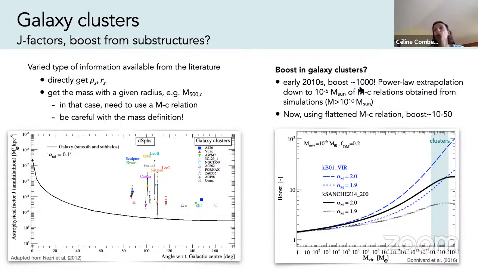Nowadays, these boosts are excluded, and if you look again at this figure that you know by heart now, the boost as a function of the mass, in the cluster regime, we expect a boost of 10 up to 50 maybe, but definitely not 1,000. So this is what was included to do the figure on the left. Of course, if I was to multiply this by 2 orders of magnitude, these points would become very, very interesting targets, but unfortunately, this is not the case.